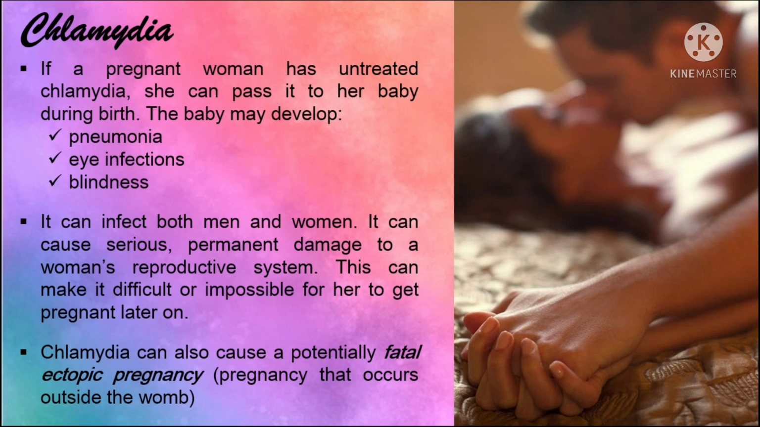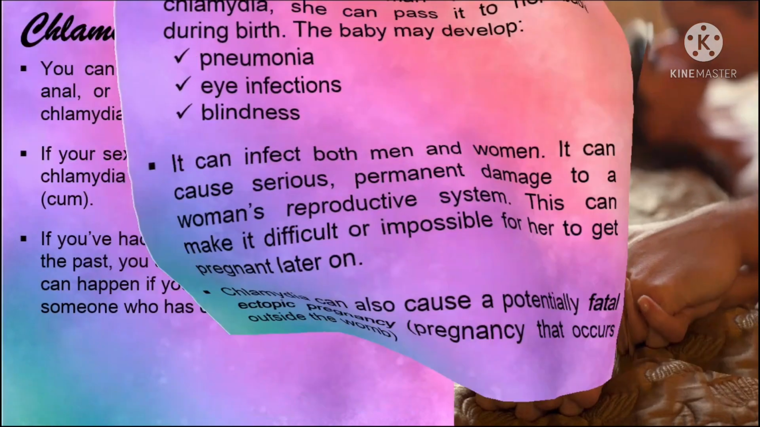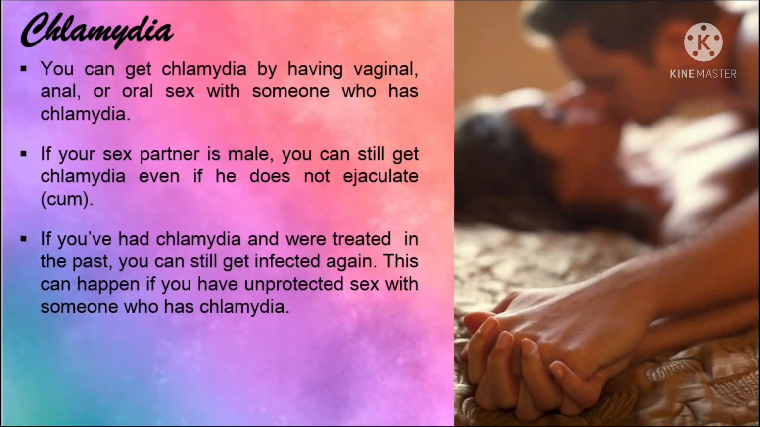How can a person acquire this disease? You can get chlamydia by having vaginal, anal, or oral sex with someone who has chlamydia. If your sex partner is male, you can still get chlamydia even if he does not ejaculate.